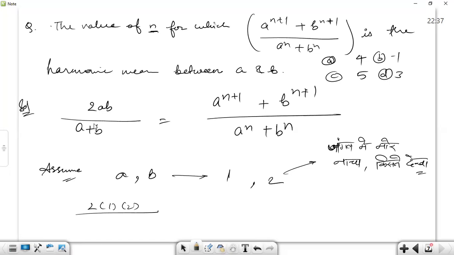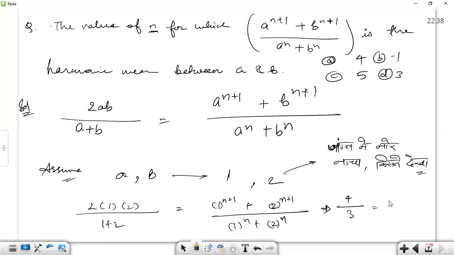So we have assumed a as 1 and b as 2. So (1 plus 2) is equal to (a raised to power n plus 1 plus b raised to power n plus 1) on (a raised to power n plus b raised to power n). So let's solve this further. 2 into 2 becomes 4, divided by 1 plus 2, that is 3. 1 raised to power anything will make it 1 only. 2 raised to power n plus 1 divided by 1 raised to power n, that is 1 only, plus 2 raised to power n. Cool.